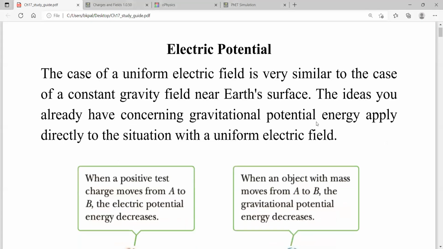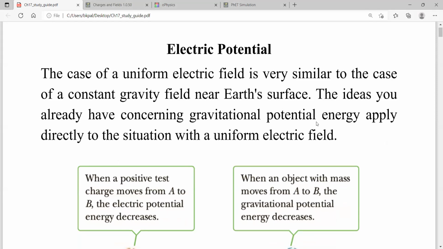All right, so let's start a new chapter. Today you are going to learn about electric potential, and it's chapter 17 of your textbook. Before I talk about potential, let me talk about electric potential energy.